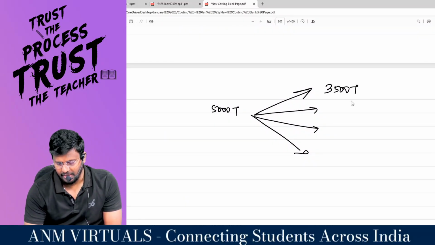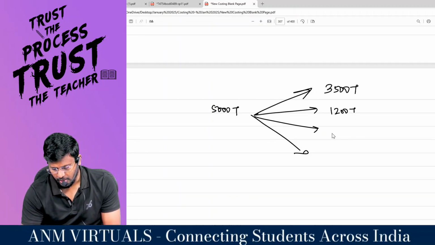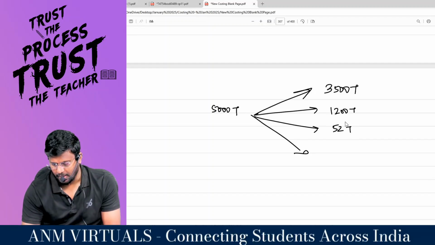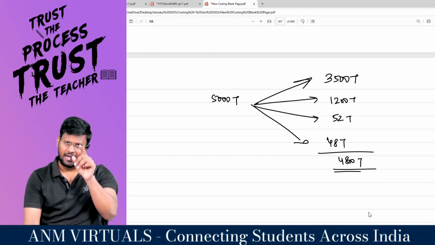3500 ton. Next output, tar, how much? 1200 ton. Next, sulfate, how much? 52 ton. Next one, benzol, 48 ton. Total only 4800 ton. So let me ask you a question.